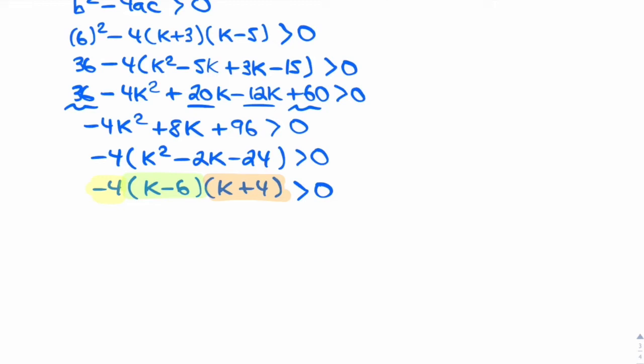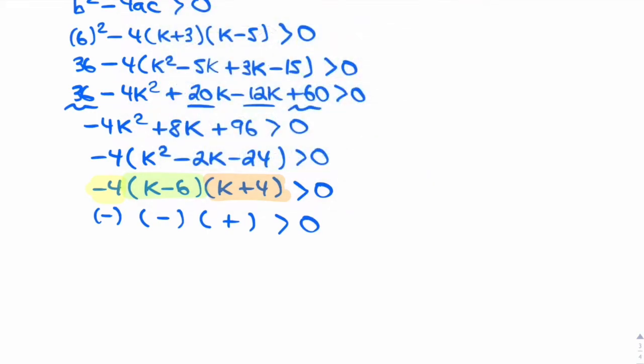Notice that the negative 4 is always going to be negative. What would have to be true about k minus 6 and k plus 4 in order for the product to be positive? Well, let's say that k minus 6 is a negative number. Now we have negative times negative, which gives you positive. So what would have to be true about the k plus 4? That would have to actually be a positive number. Because when you multiply a negative by a negative by a positive, you get a positive number.